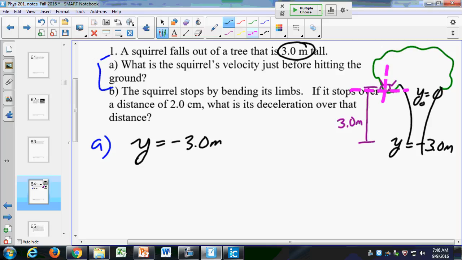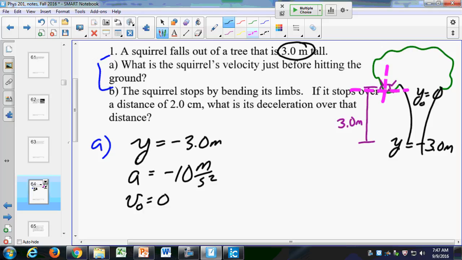So here my y is negative 3. What else do I know? There are 2 other pieces of information. I know acceleration. That's negative 10. And then one thing that's not stated in the problem, but I know it to be true. Let's think about it. I have the squirrel. He's in a tree, and then he falls out of the tree. What do I know about that squirrel? I know his initial velocity. I know that his initial velocity is equal to 0.